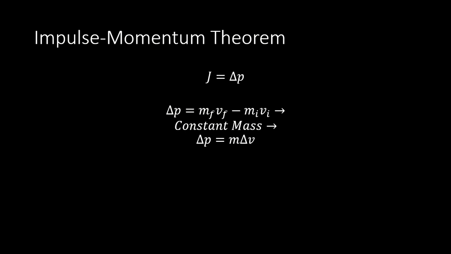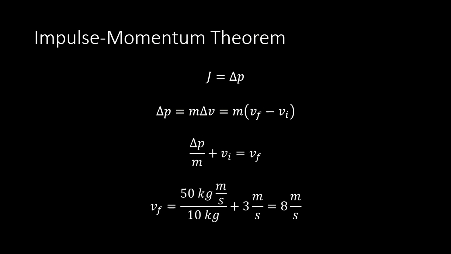Now, the change in momentum, that's just the final mass times the final velocity minus the initial mass times the initial velocity. Usually we treat mass as a constant, so the change in momentum is just the mass times the change in velocity. Bringing that into our known values, with the change of momentum being mass times the quantity of final velocity minus initial velocity. If we rearrange that equation to solve for our final velocity, that's just the change in momentum divided by mass plus the initial velocity equals the final velocity.